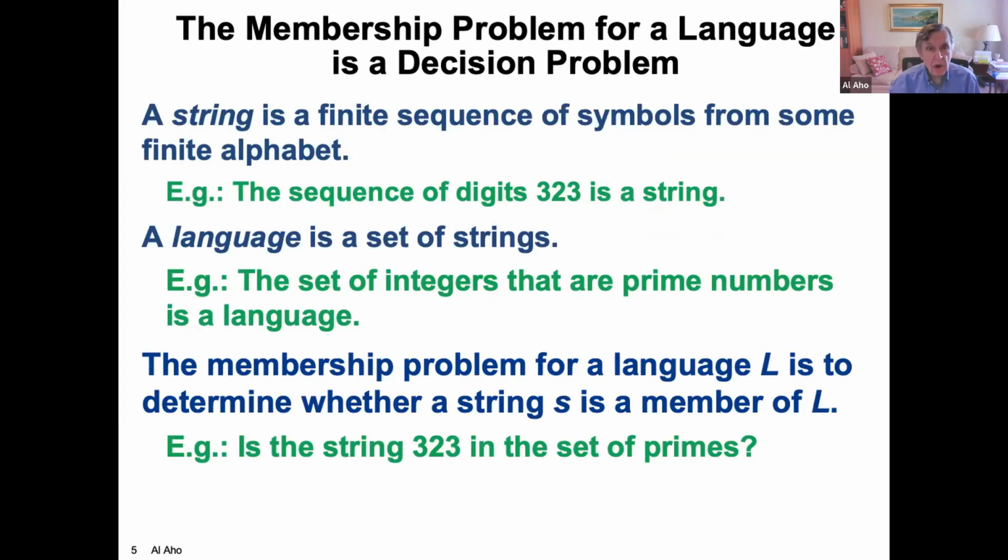This is a very broad definition because under this definition, English is a language, Python is a language. A set of integers that are prime numbers forms a language. And what we will mean by the membership problem for a language is to determine whether a given string is a member of that language. So we could, for example, ask, is the string 323 in the set of prime numbers?